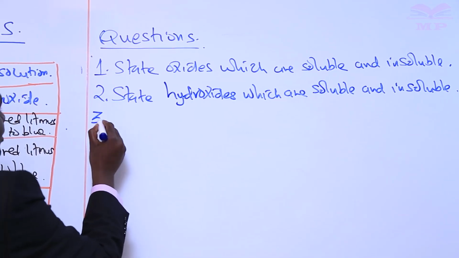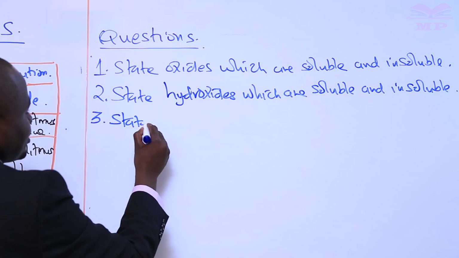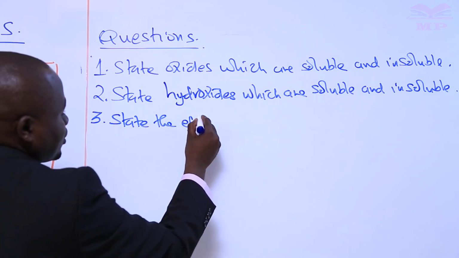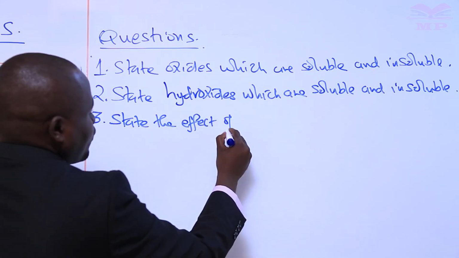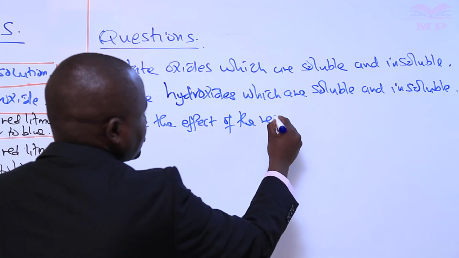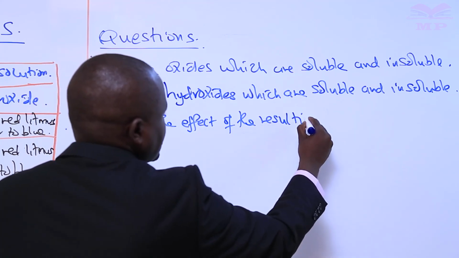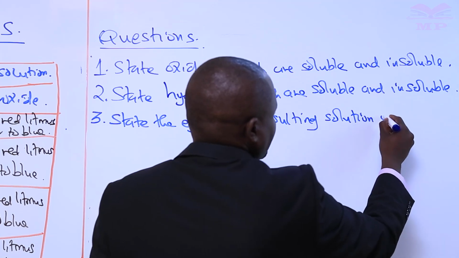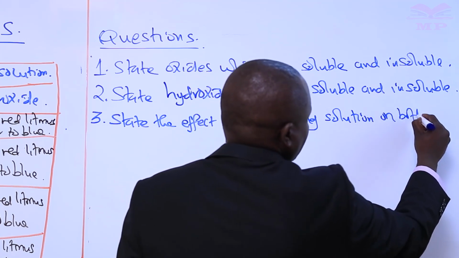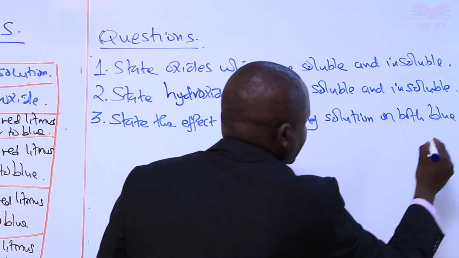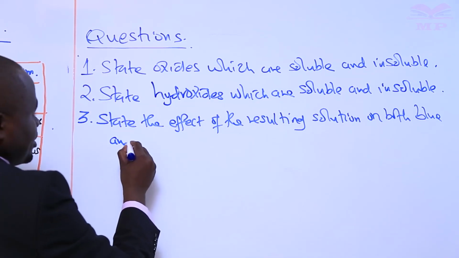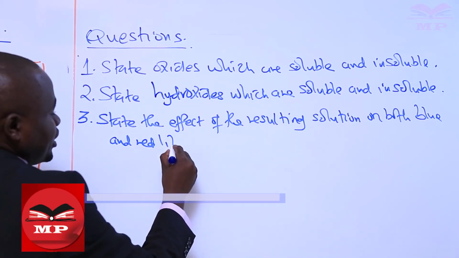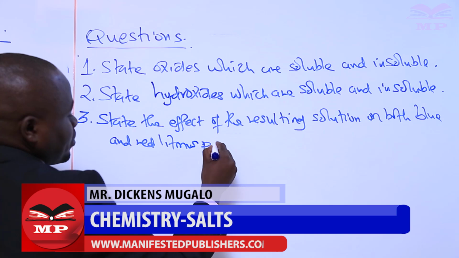And then lastly, state the effect of the resulting solutions on both blue and red litmus papers.